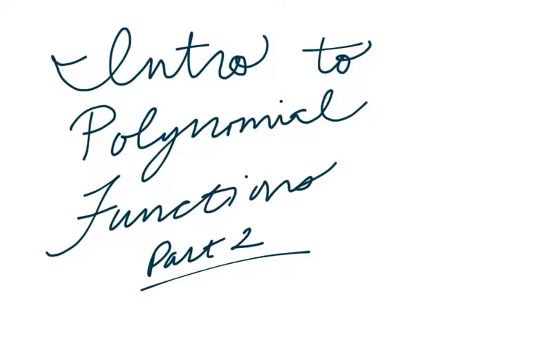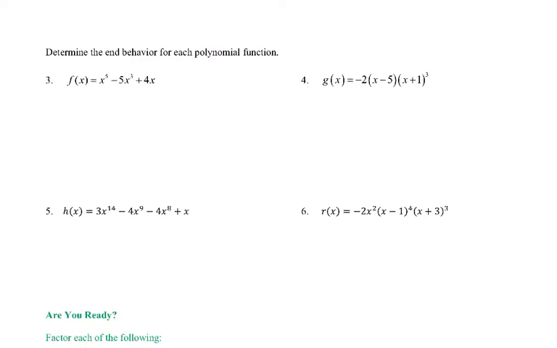Hello. In part one of our intro to polynomial functions, we defined polynomial functions. We looked at examples and non-examples, and then we looked at the degrees and leading coefficients of polynomial functions and came up with the general end behavior for each of those types of functions. In this video, we're going to look at actually graphing polynomial functions.